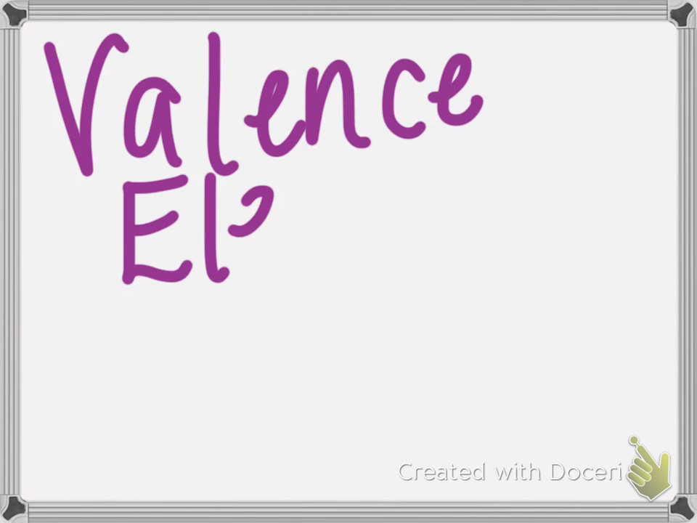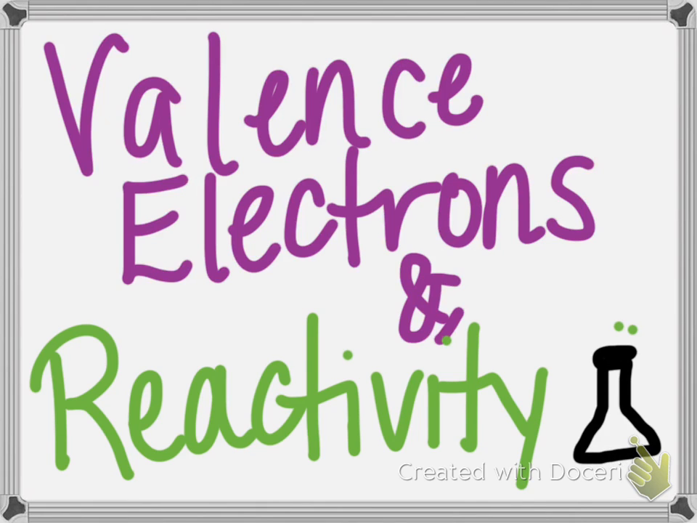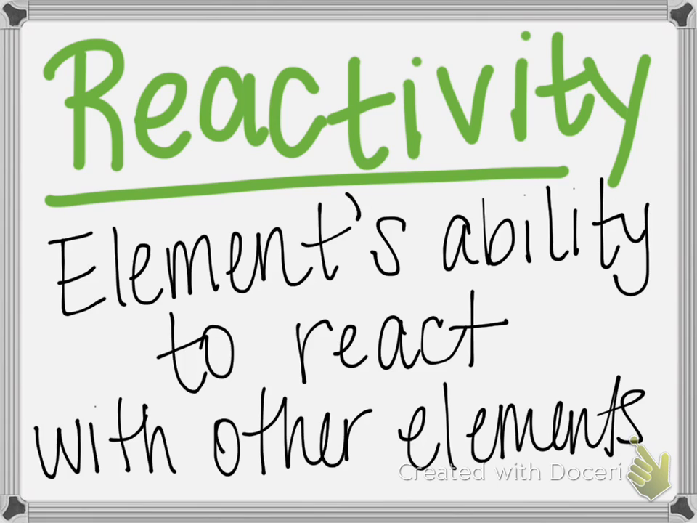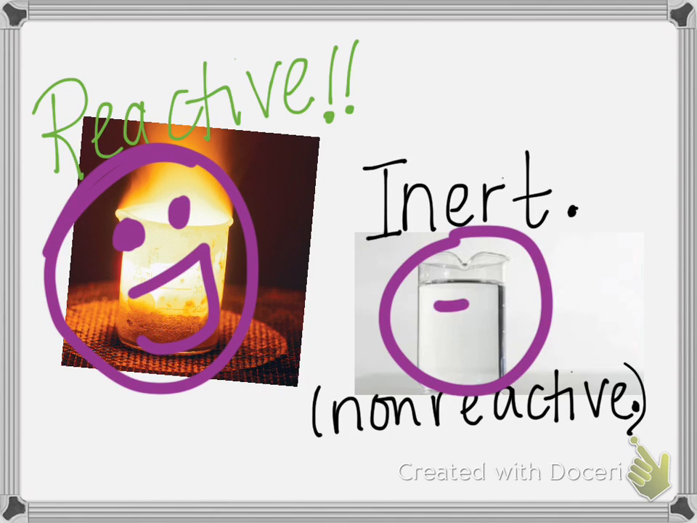Hey guys, Mrs. Ariaga here to talk about valence electrons and an element's reactivity. Chemical reactivity is basically an element's ability to react with other elements during a chemical reaction. An element's valence electrons are what determine whether that element will be totally reactive or totally inert.